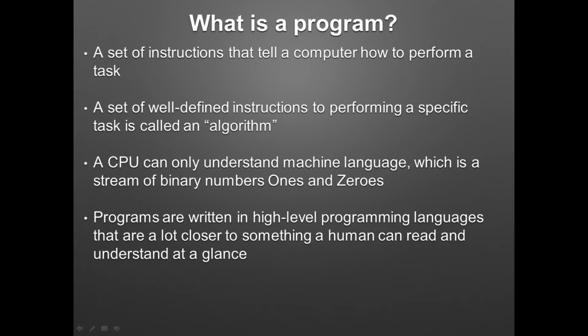So talking about what is a program. A program is a set of instructions that tell a computer how to perform a task. A set of well-defined instructions to perform a specific task is called an algorithm. So there's that keyword, algorithm. A CPU can only understand machine language, which is a stream of binary numbers, ones and zeros. On and off switches that we were talking about are arranged in certain sequences.